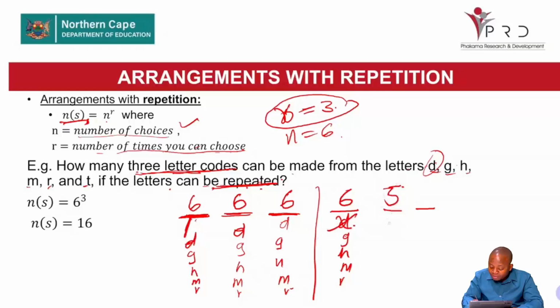In this case, I will have G, H, M, R. Now let's say for the second one I choose R. Then that means for the last event, how many will I have now? G, H, M. So I will have how many?